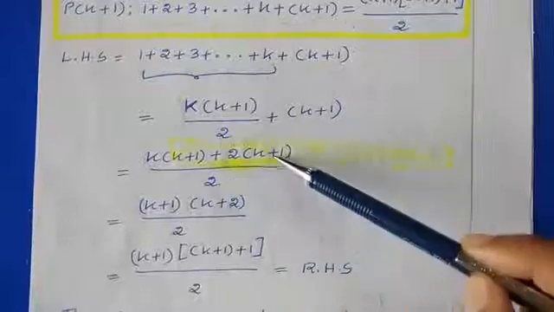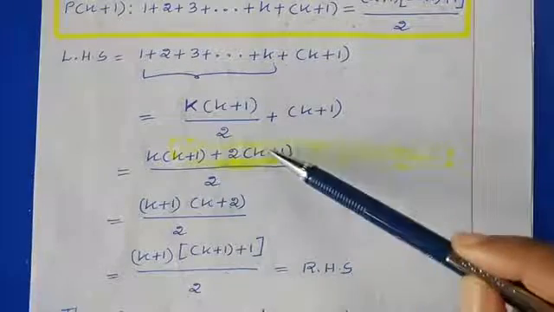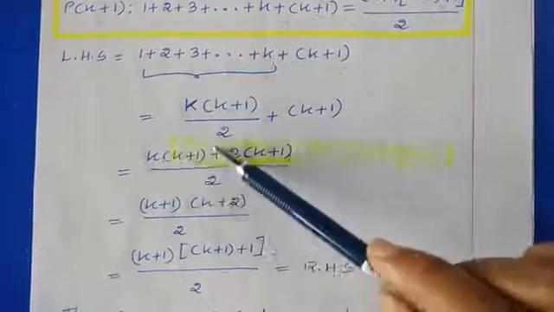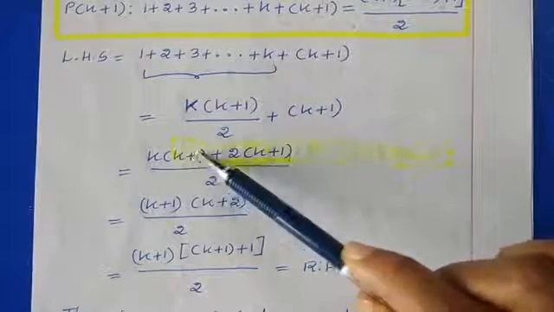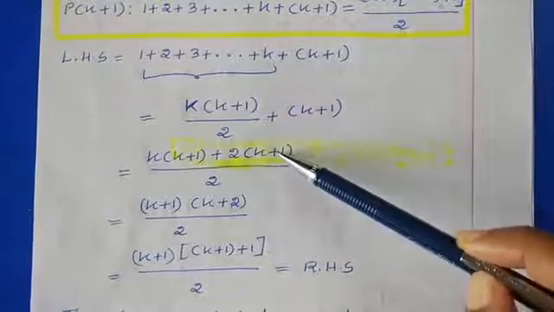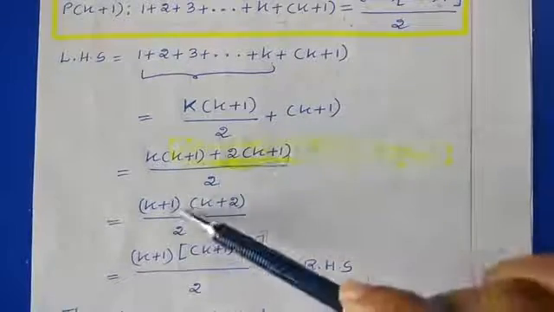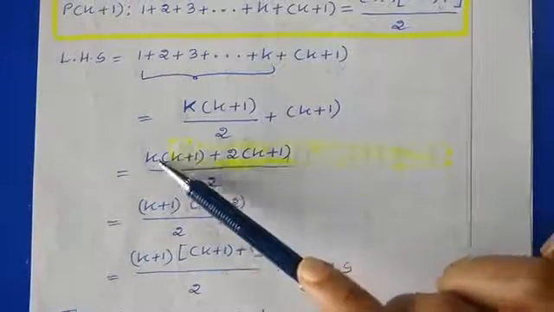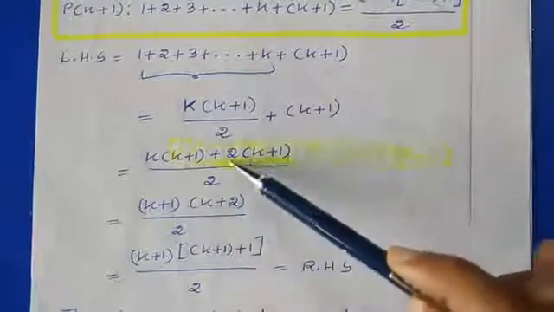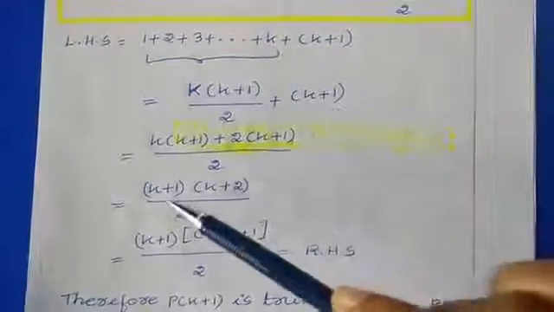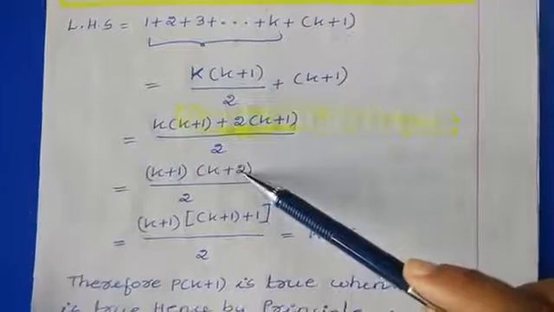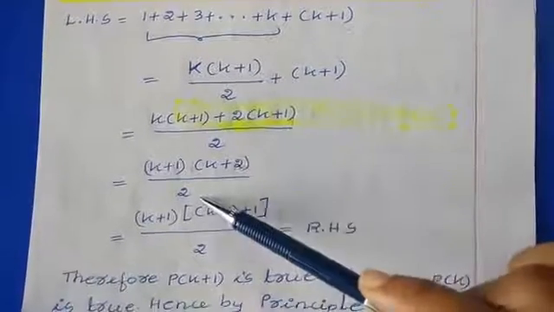Now here we have two terms. So among these two terms, the common term is k plus 1. Here also we have and here also you have. So we can take that out. So if I take here k plus 1 out, in this case the remaining term is k. Then here the remaining term is 2. So we get here k plus 1 into k plus 2 divided by 2.